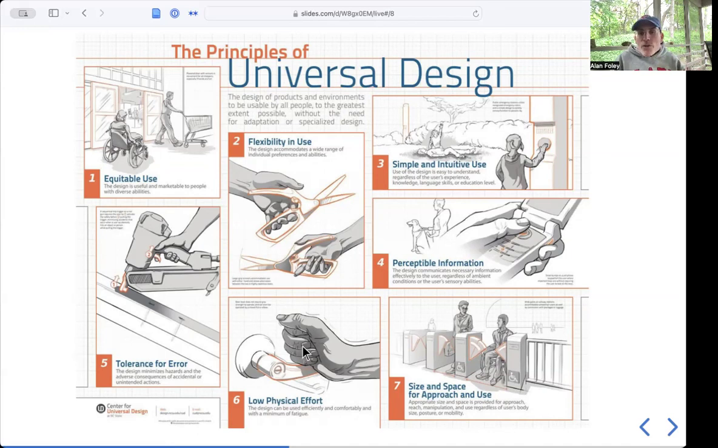Things like simple and intuitive use, making sure that someone can see it and figure out what it would be used for. I did have to ask what this bottle opener was the first time I saw it, but when somebody said it's a bottle opener or a jar opener, I immediately understood how it'd be used. No one had to explain how to use it to me. Perceptible information, that again relates how it's supposed to be used, and that also the person using it can get the information from it. And size and space for appropriate use.